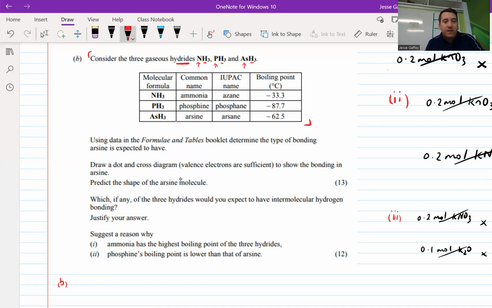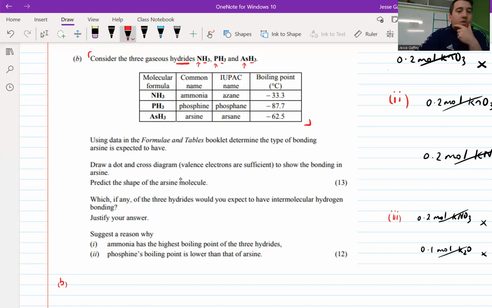How are the boiling points affected by the different molecules? All right, so it says here, using the data in the formula tables, and so in other words, log tables, determine the type of bonding arsine is expected to have. Now the type of bonding we're referring to is the bonds within the molecules, the intramolecular forces. So what are the options here? You're either going to be covalent, polar covalent, or ionic.